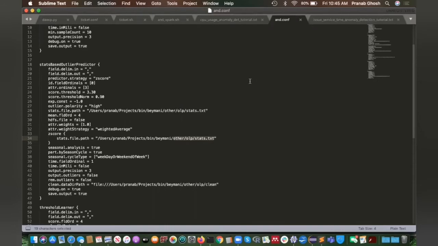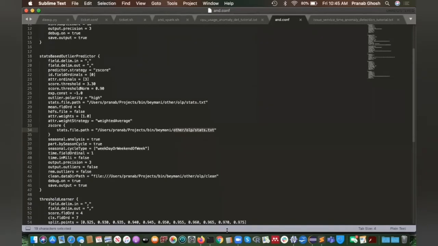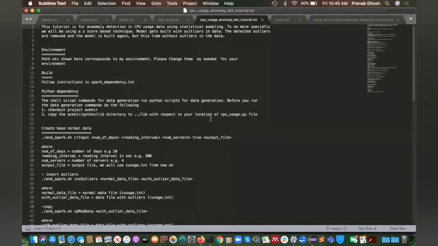So to mitigate that problem, you use that model, detect outliers, remove those outliers from your data set, and use the clean data to rebuild the model, and then you use that model to do the prediction. So that's why this job has to be run twice in this case, and also this one has to be done twice. And it's all clearly explained. There is also a tutorial document, and all the steps are clearly explained there.